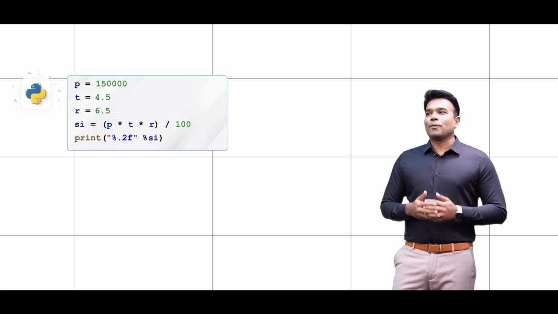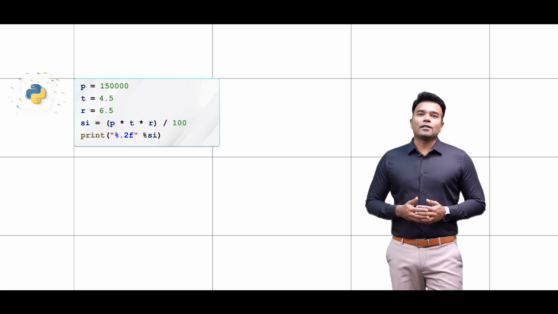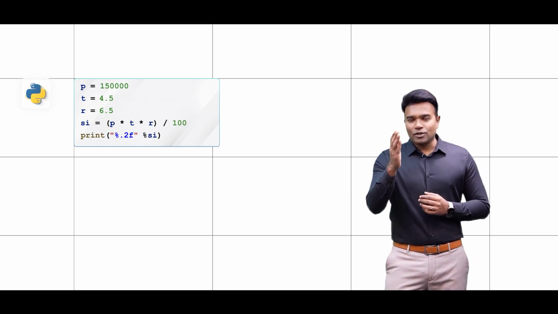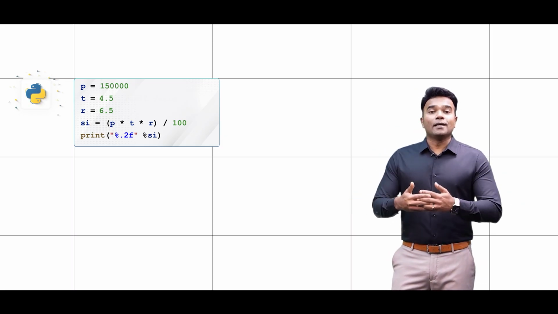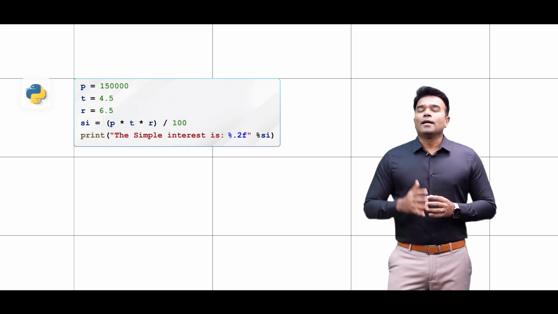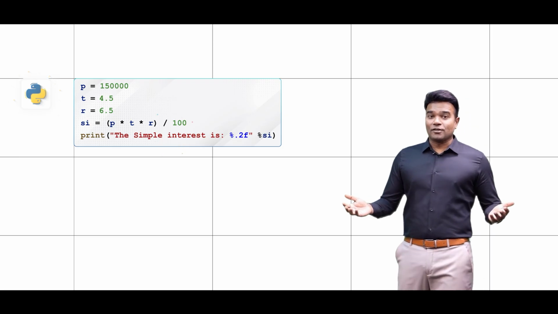No doubt, this program code is computing the simple interest and is also printing it, but then I can enhance the manner in which the output is printed. What I mean to say is that in this print command, I would wish to add this, that the simple interest is, and then I want the simple interest to be printed.